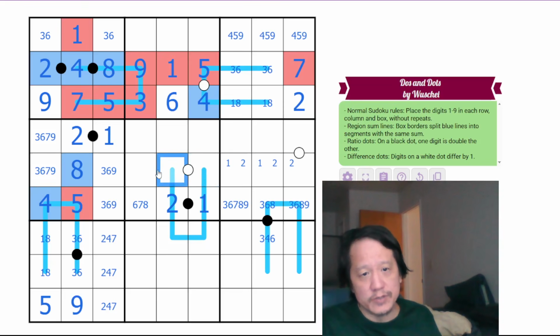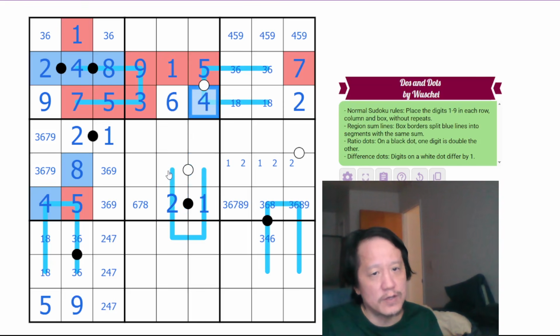What are the possibilities here? You could have 3 and 4 here. That adds up to 5, but 4 can't be here. 4 and 5, no 5 here. So 5 and 6, no 6 here because of 6 in the column. 7 and 8 is not allowed. 8 and 9 is not allowed because of 8 in the row. So this has to be 5 and 6.